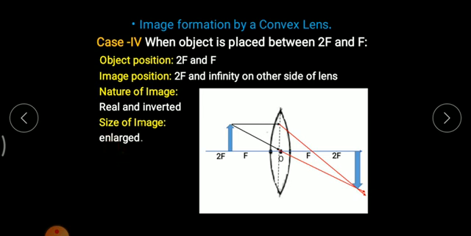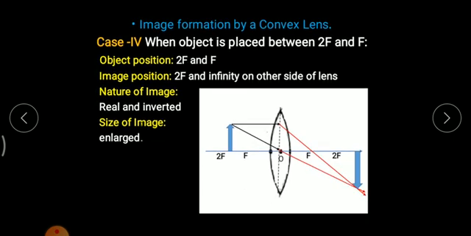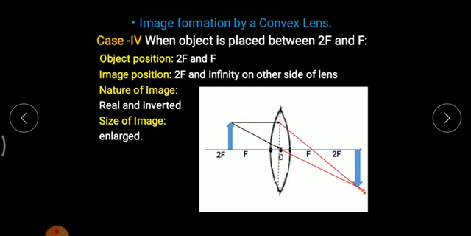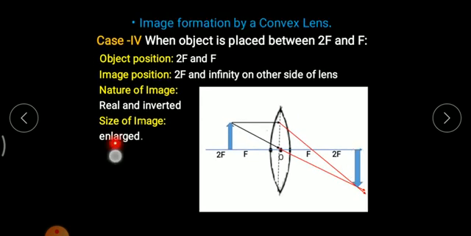And as you can see, the object is smaller and the image is relatively larger. The size of the image is enlarged, and whenever I have placed my object in between 2f and f, the image would always be obtained between 2f and infinity. As you can see, the last point was 2f, the infinity point might be somewhere over here. So whenever the object is placed between 2f and f, the image would always be obtained in between 2f and infinity. This image would be inverted and enlarged than the object.